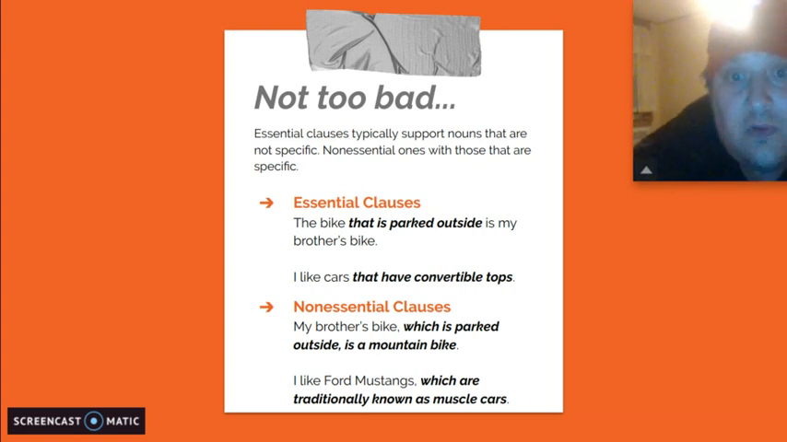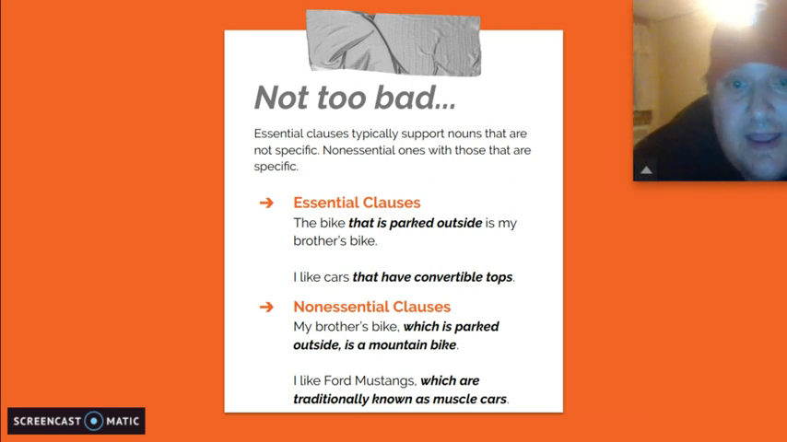Okay? Essential clauses. Here, the bike that is parked outside is my brother's bike. Okay? We need "that is parked outside" to specify which bike we're talking about here. So there, it's essential, right?